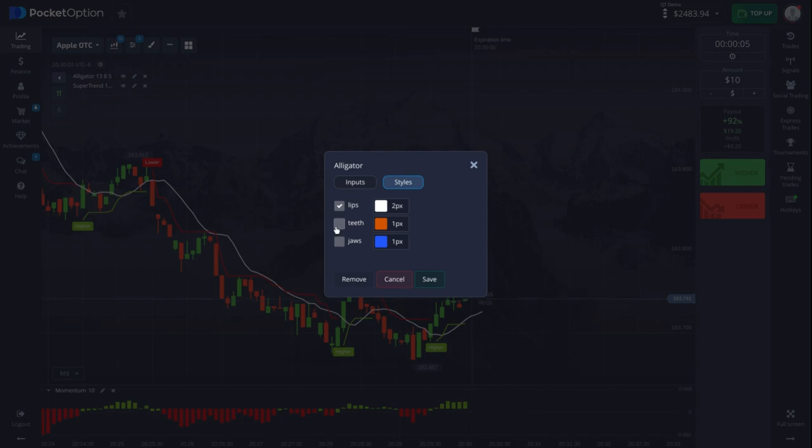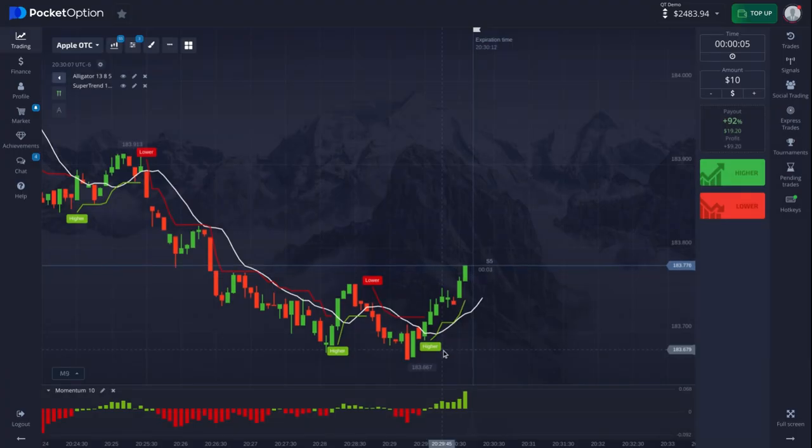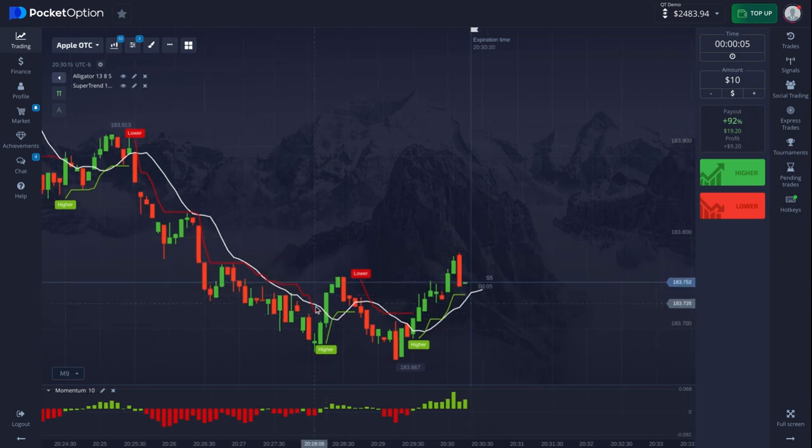We're going to get rid of the teeth and the jaws because we don't need them right now for this strategy. We're looking for a trend change. If you notice, this line is usually green on the alligator. When it crosses that line, you see that could be used as a shift in trend.